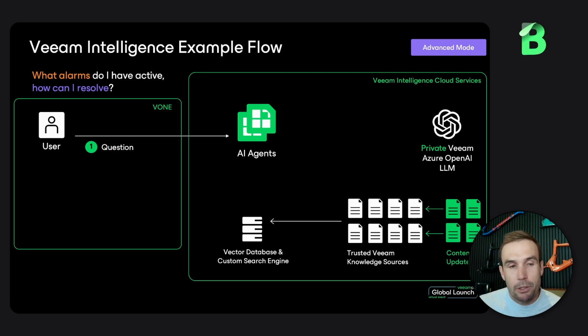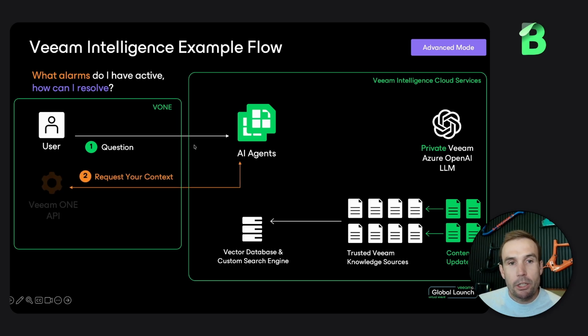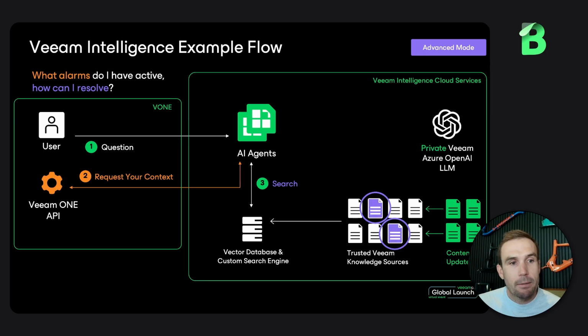What's actually going to happen is if these agents determine that it needs to get context from your environment, this could be like get my alarms, for example, like in this example, it'll actually reach out, that orange bar there, and actually go and fetch those alarms for you. So your client will actually go fetch them and send that up as additional context to these AI agents.